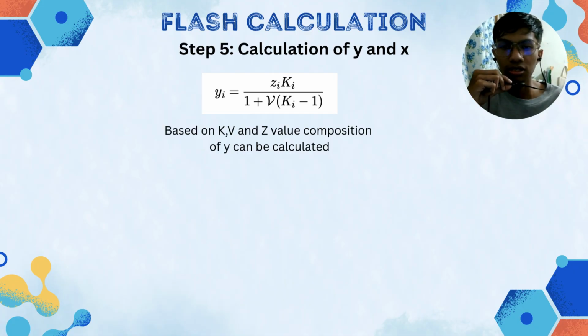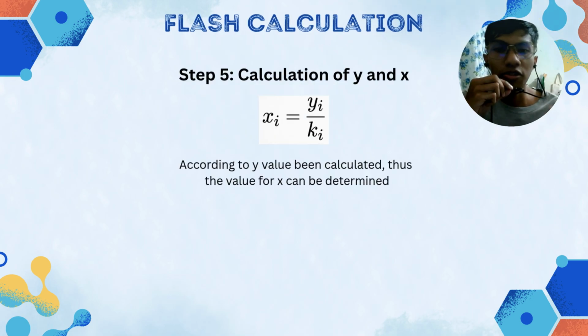Based on this equation, we already obtained a lot of known information and we can obtain the Y composition for each of the component. From Y composition, we can obtain the X composition by using this formula in order to determine the value of X.